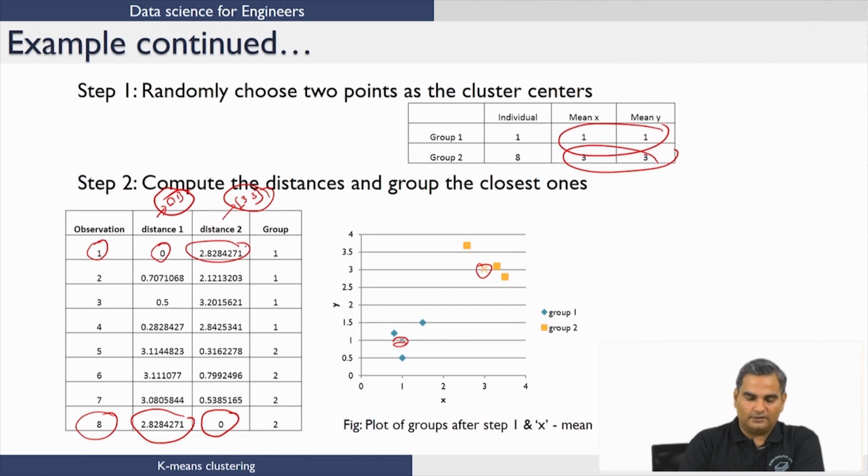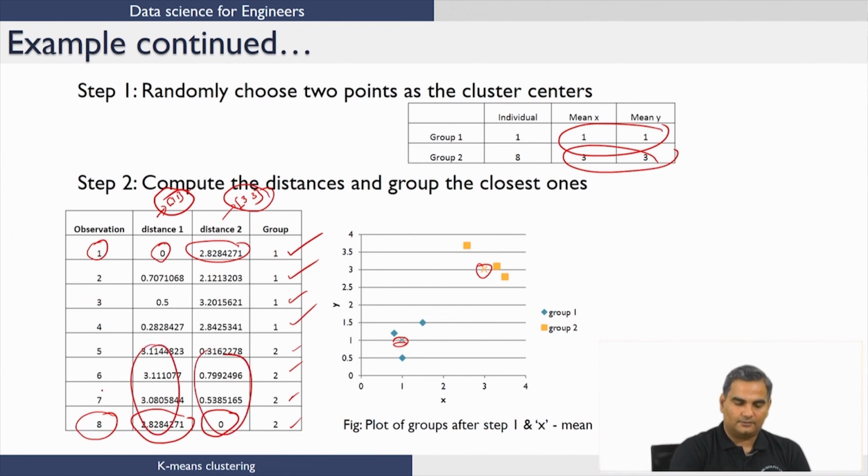So, here distance 1 is less than distance 2. So, this observation, which is basically the point 1 1, is assigned to group 1. The second observation, again if you look at it, distance 1 is less than distance 2. So, the second observation is also assigned to group 1, and you will notice through this process the third and fourth will be assigned to group 1 and 5, 6, 7, 8 will be assigned to group 2, because these distances are less than these distances.